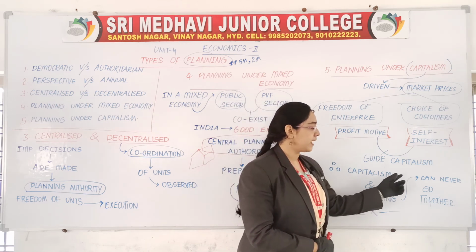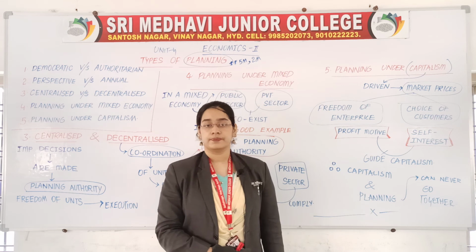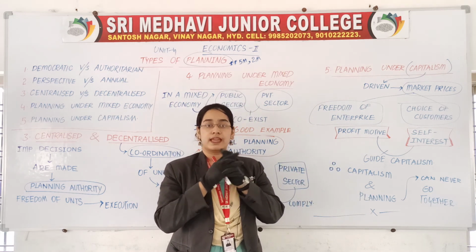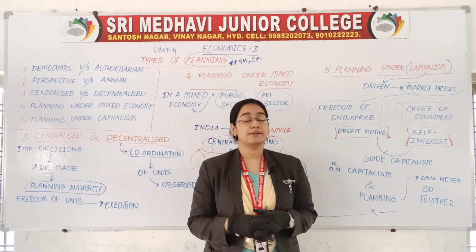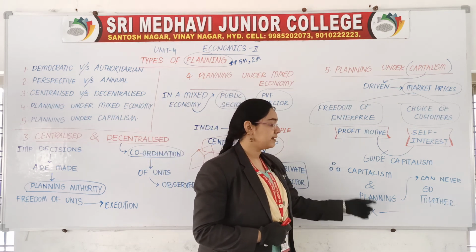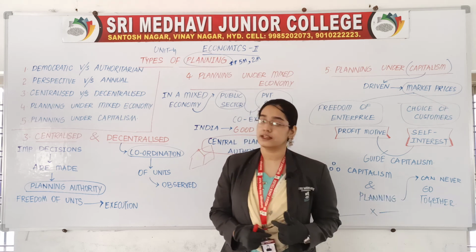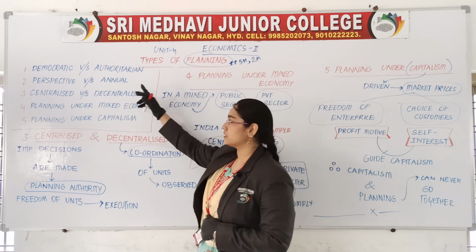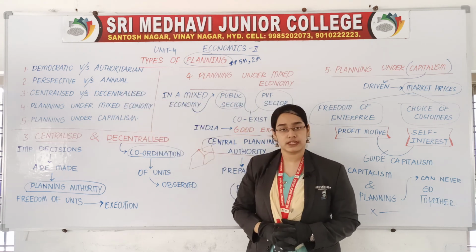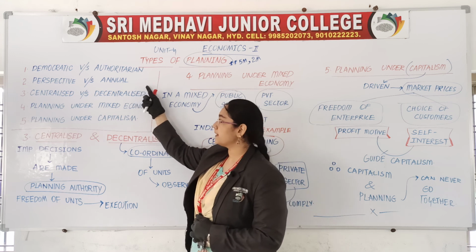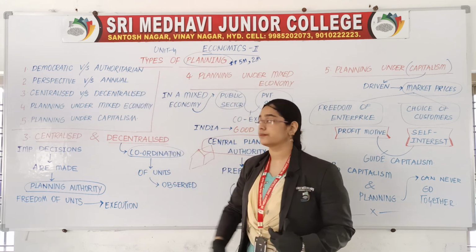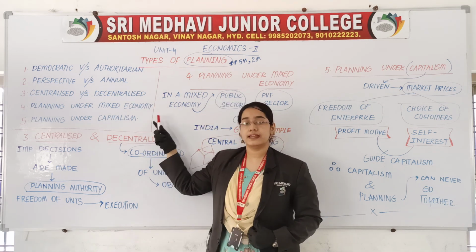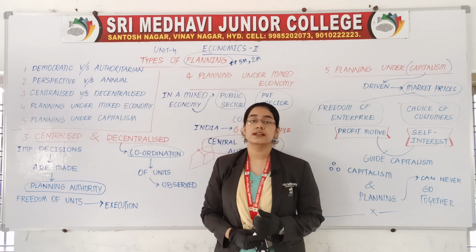Therefore, capitalism and planning can never go together. That means these 2 things cannot be friends anytime. Enemies cannot be friends anytime. In the same way, capitalism and planning can never go together. So, we have discussed nearly 5 types of planning. Let us see what those are: democratic and authoritarian planning, perspective and annual planning, centralized and decentralized planning, planning under mixed economy and planning under capitalism.